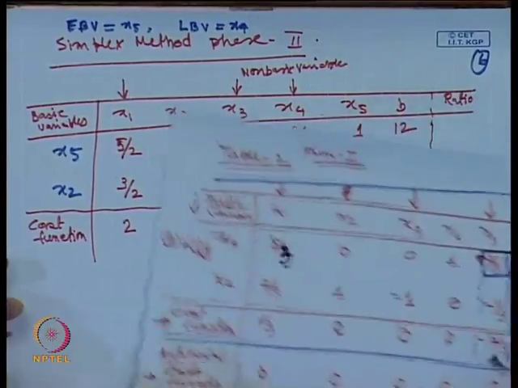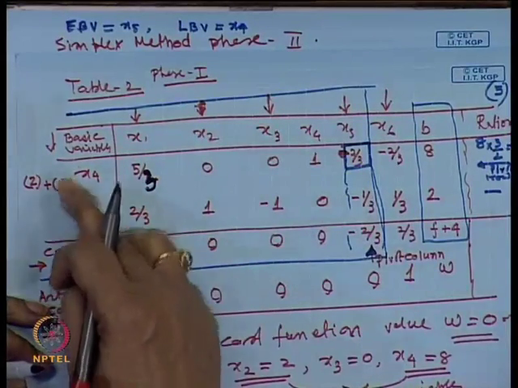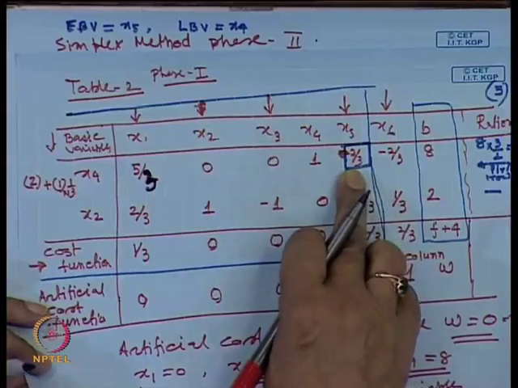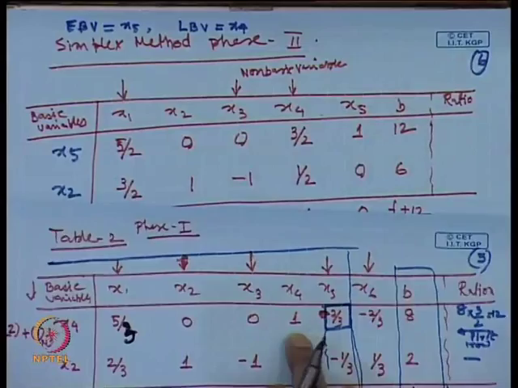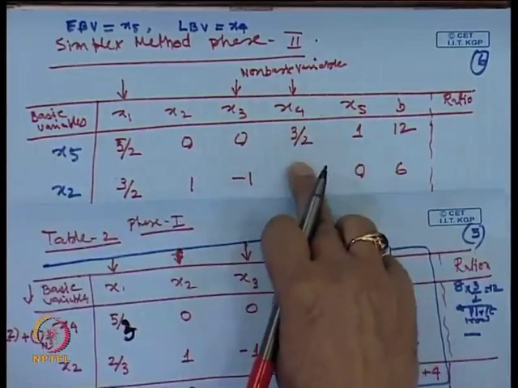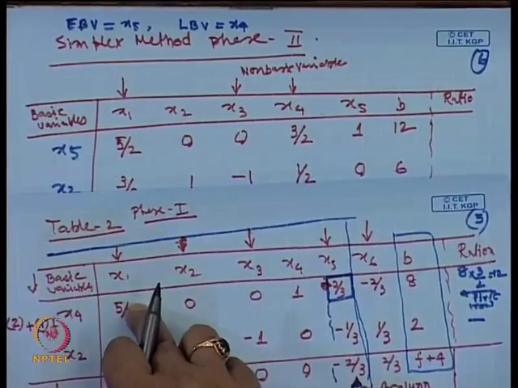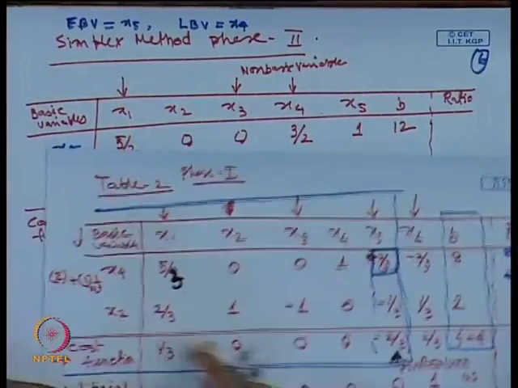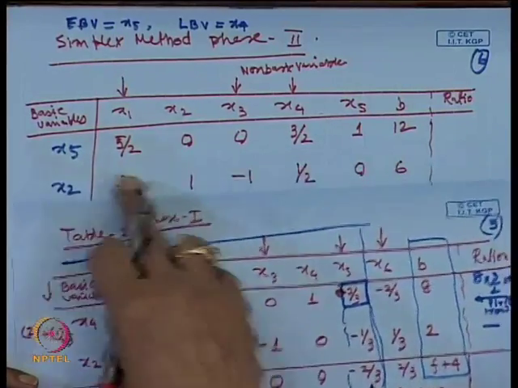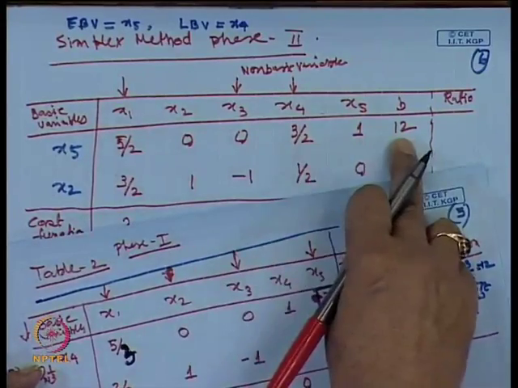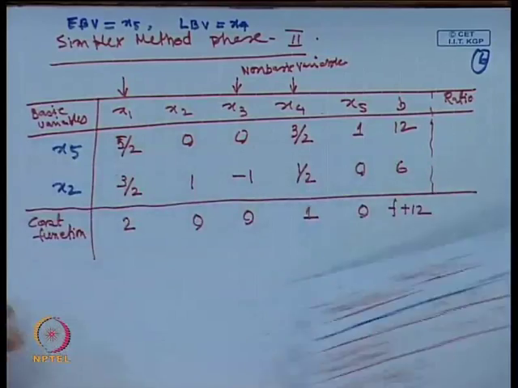(2, 0, 0, 1, 0, f + 12). You see what I did. This equation number 1, you normalized by 2/3, so the x 5 coefficient will be 1. I normalized by 2/3, this will be 3/2. You see, this will be 3/2. This is 0, this is 0, this will be 5/2. Then what I did, this equation I multiplied by 1/3 and added with this equation, then you will get these things.